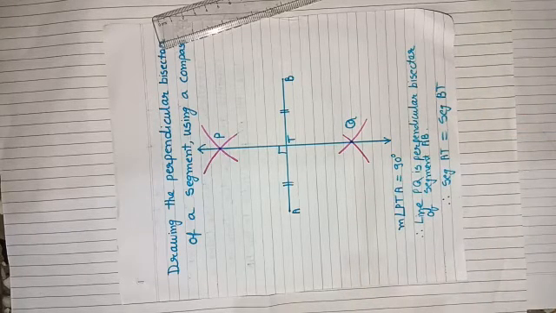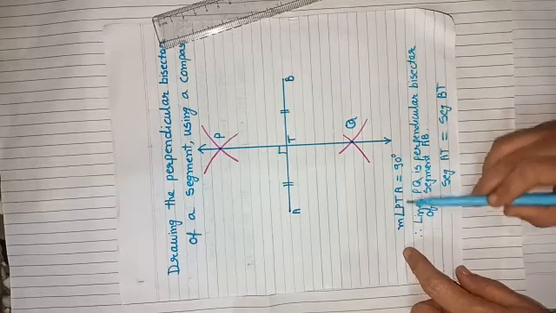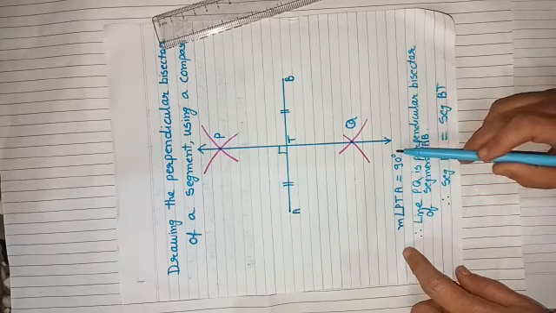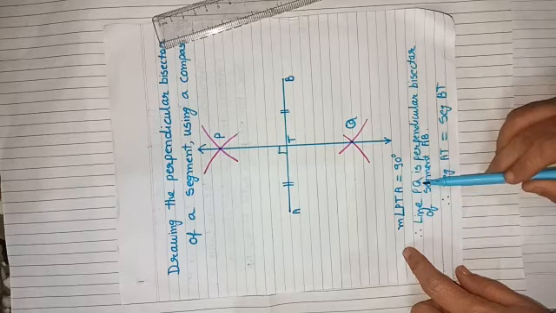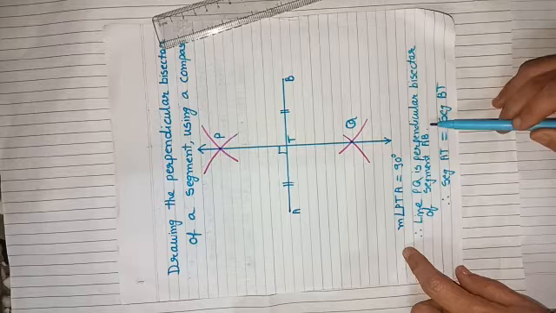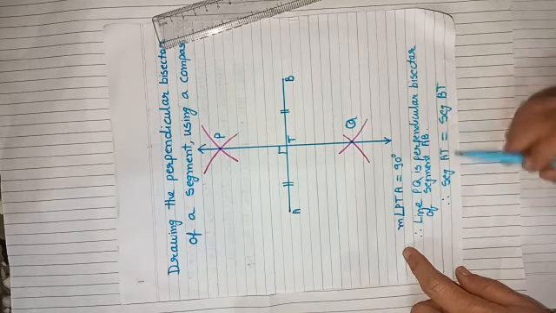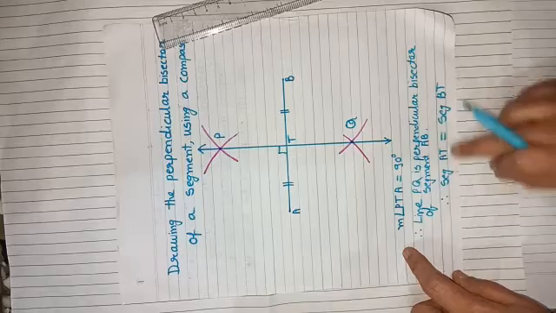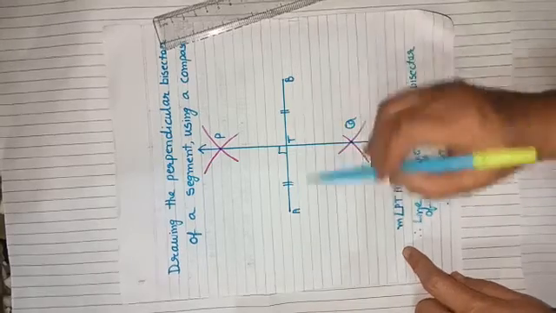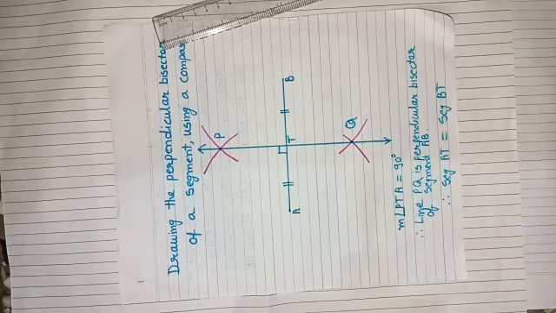Students, after this construction, you have to write down these three statements: measure of angle PTA is equal to 90 degrees. Therefore, line PQ is the perpendicular bisector of line segment AB. Therefore, seg AT is equal to seg BT. And we have shown this equality by putting similar marks on the two parts of line segment AB.